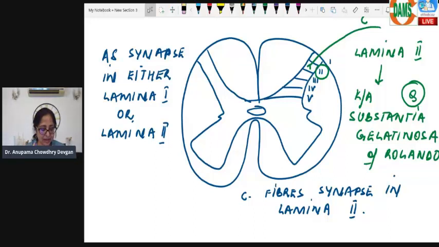Is everybody okay with that? Lamina 1 or lamina 5, sorry. Lamina 1 or lamina 5. Okay? A delta fibers synapse in lamina 1 or 5. C fibers synapse in lamina 2. Okay. Yes, this is lamina 5. Rexed laminae, absolutely correct.